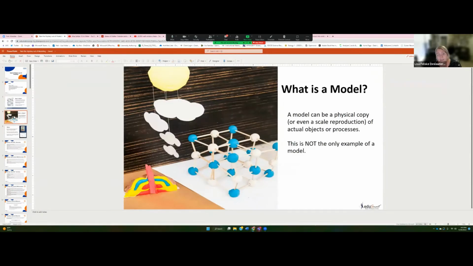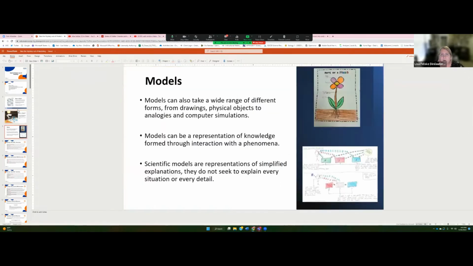A model can be a three-dimensional copy or some kind of scale reproduction of an actual object or a process. And when we think about a model, this is what a science teacher would normally think of, especially for elementary school. If you ask kids to model or to give a model or make a model, this is what you think of. But that's not the only way that kids model their thinking. So think about modeling as a way to make thinking visible, because you'll hear me use that phrase quite a bit this afternoon.